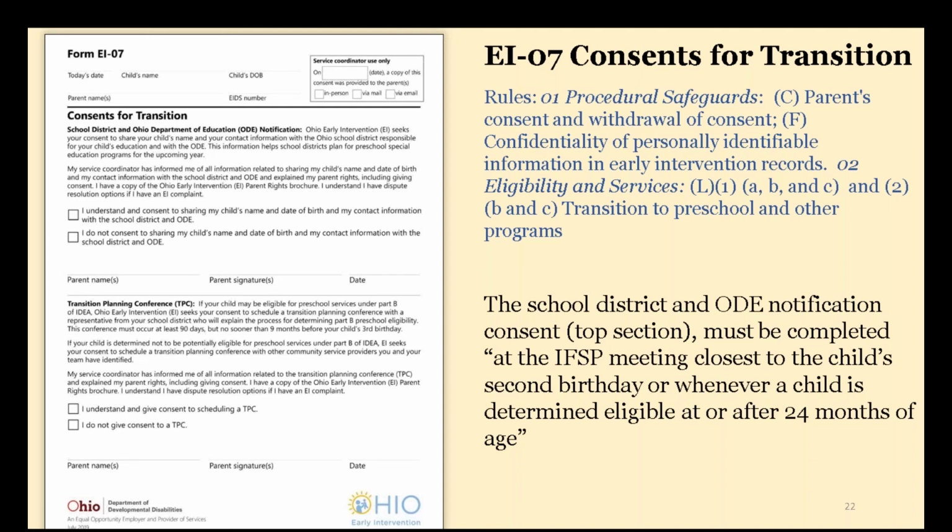The bottom half of the form is specific to providing consent for a transition planning conference. Note that there are two possibilities included in the explanation: children potentially eligible for Part B preschool services, and children determined not to be potentially eligible for Part B preschool services. Per rule, the difference in the two is relevant to who is invited, the LEA for the first and other community providers for the second. Parents may choose not to give consent for the transition planning conference. Rule 2, paragraph J, still specifies the requirement for an IFSP meeting and the development of transition planning outcome or outcomes, regardless of whether a TPC is held. These activities must also be documented in case notes.